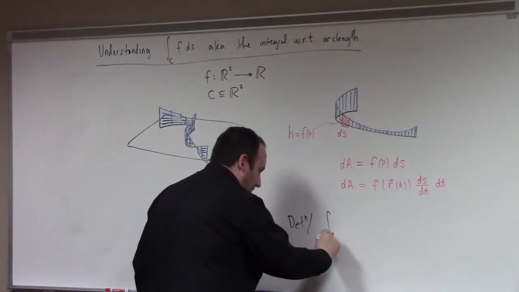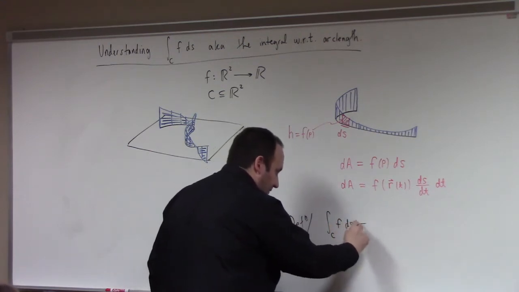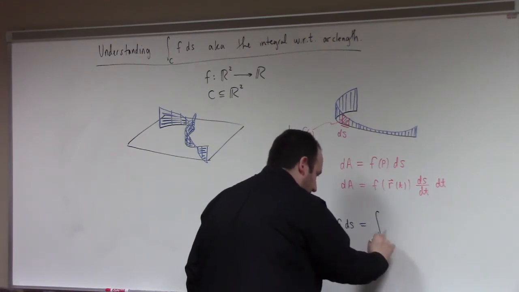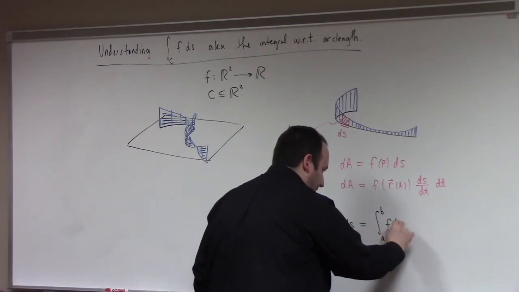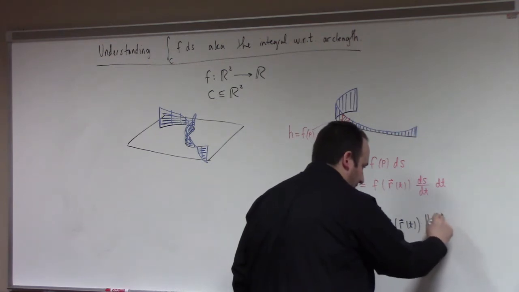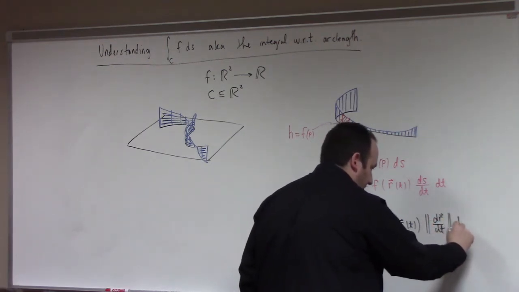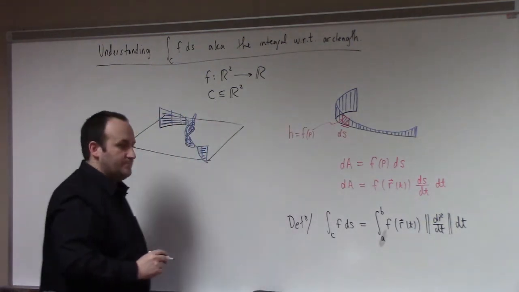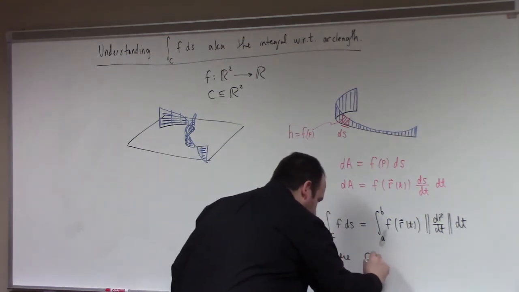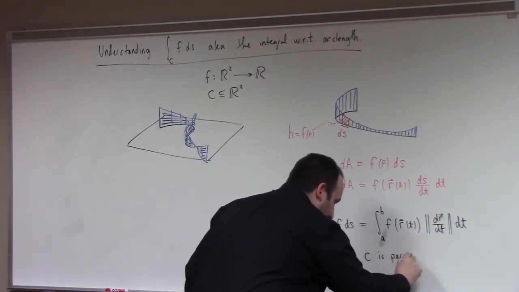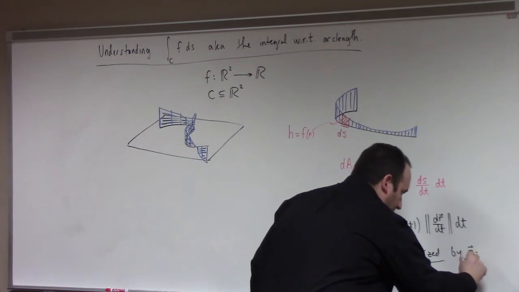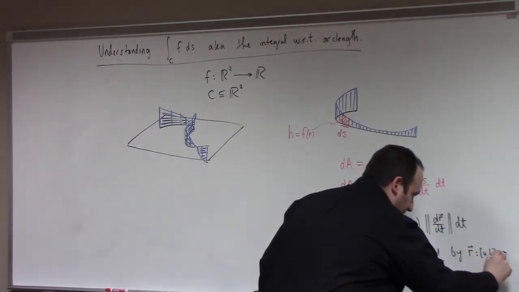The integral over the curve of f ds is equal to the integral, let's say from a to b, of f of r of t times the magnitude of dr dt dt, where C is parameterized by r, which goes from [a, b] to the curve C.